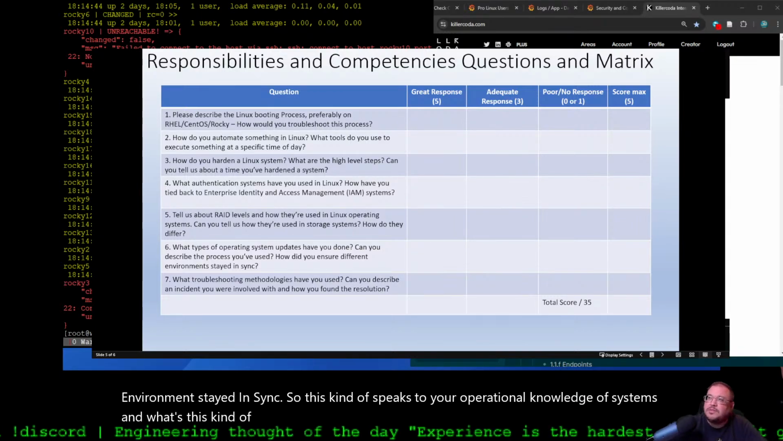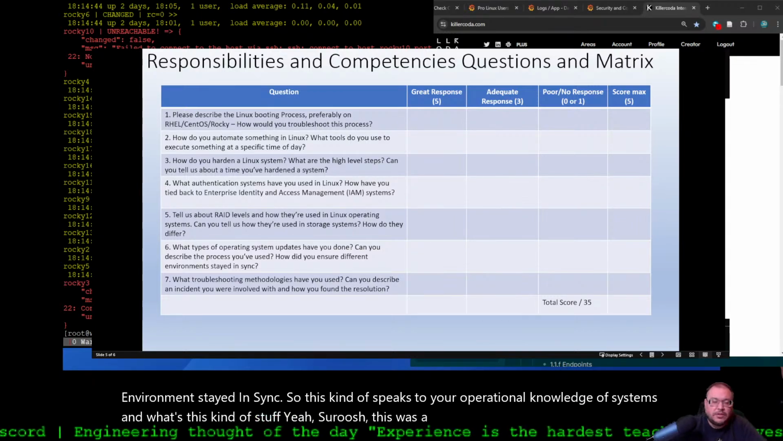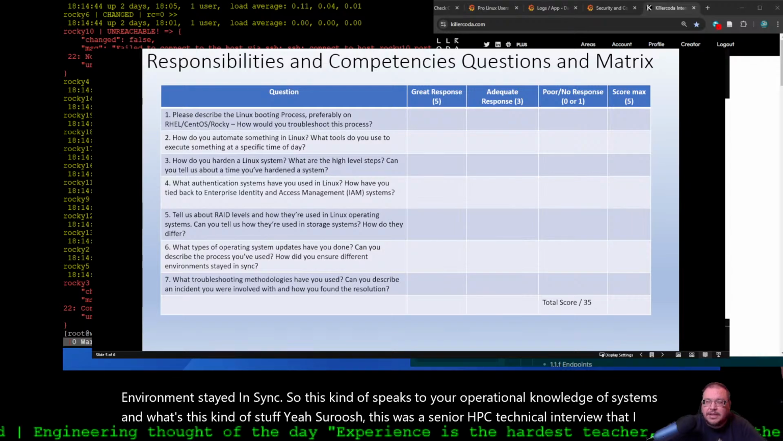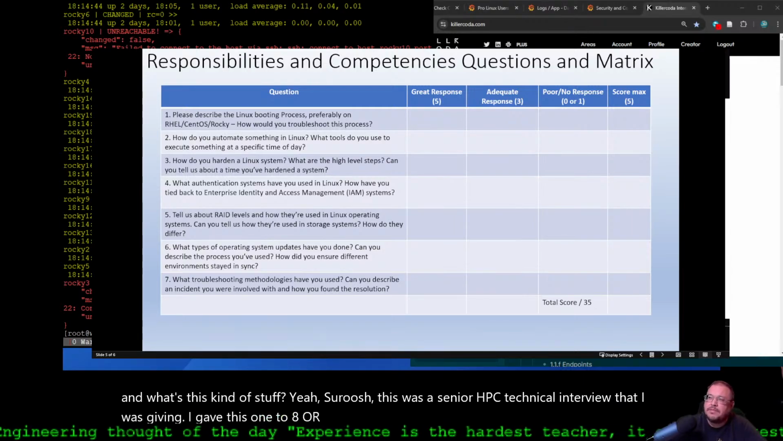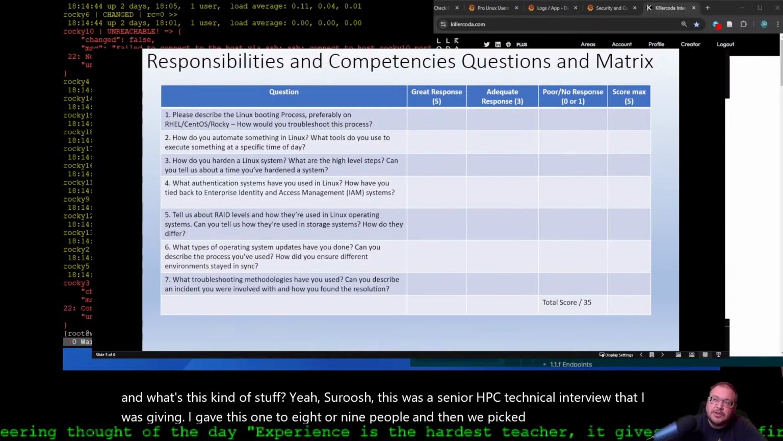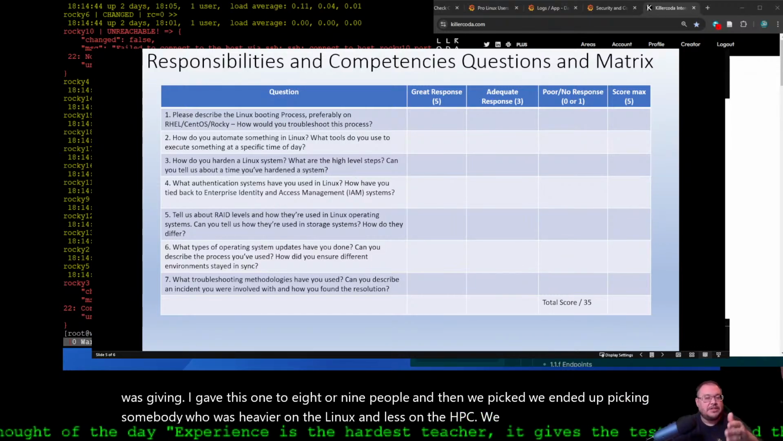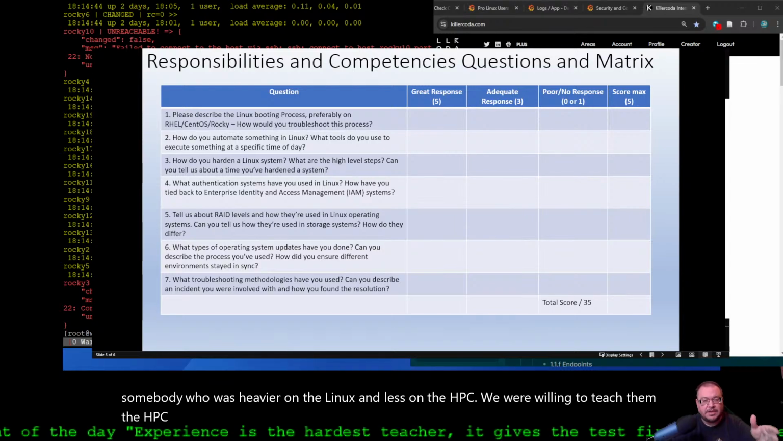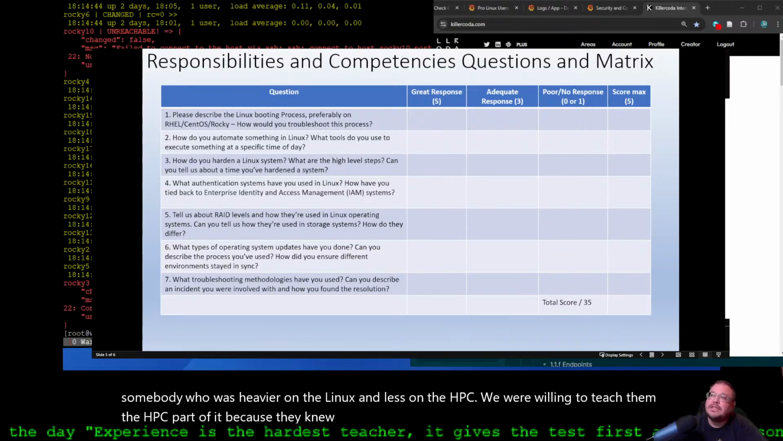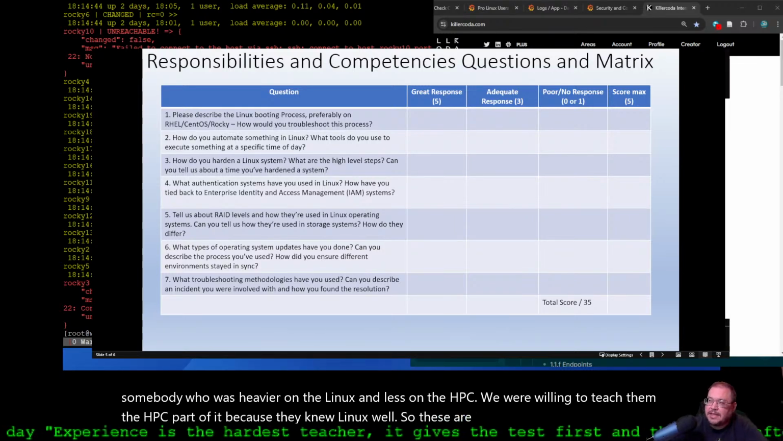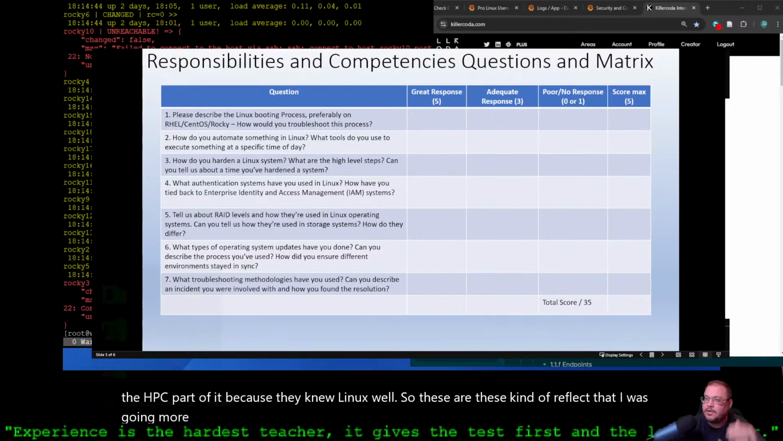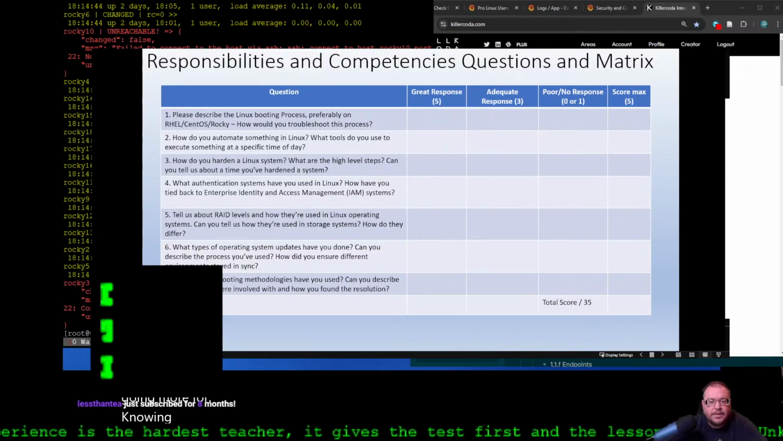Yeah, Sarush, this was a senior HPC technical interview that I was giving. I gave this one to 8 or 9 people, and then we ended up picking somebody who was heavier on the Linux and less on the HPC. We were willing to teach them the HPC part of it because they knew Linux well. So these kind of reflect that I was going more for knowing Linux in general than that other stuff.